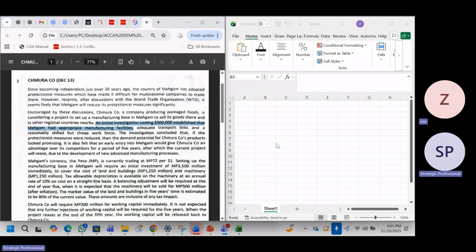So they said, I talked about it looking promising, right? Because they've told us that an early entry into MEAM would give Chumrako an advantage over its competitors for a period of 5 years, meaning that this project is for a 5 year period, as they've told us, after which the current project will cease due to the development of new advanced manufacturing processes.